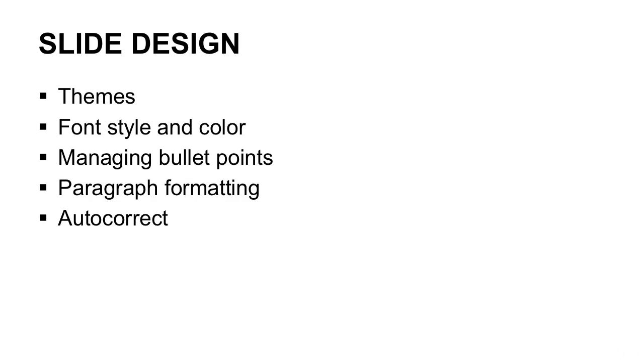We can control font style and color. We can manage our bullet points. We're not just stuck with a set choice. We can control those bullet points, and you'll see how we can do that, how we can control paragraph formatting, and then the use of autocorrect that really is used throughout the whole of Office, but we see it here in PowerPoint and how we can customize it to help us work faster and correct our most commonly used mistakes.